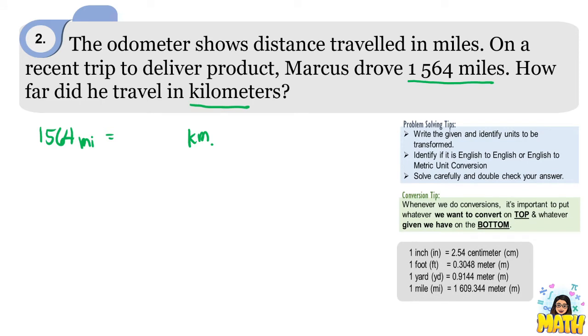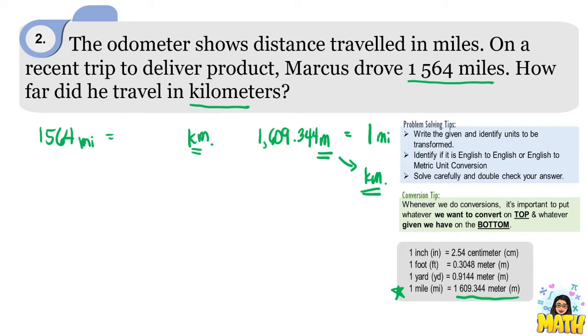Hanapin natin alin yung conversion na magagamit natin. What we only have here is 1 mile equal to 1,609.344 meters. Wala tayong direct conversion into kilometers. But since we have 1,609.344 meters, we can convert meters into kilometers first.